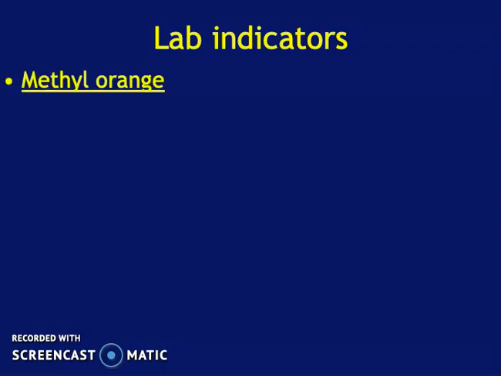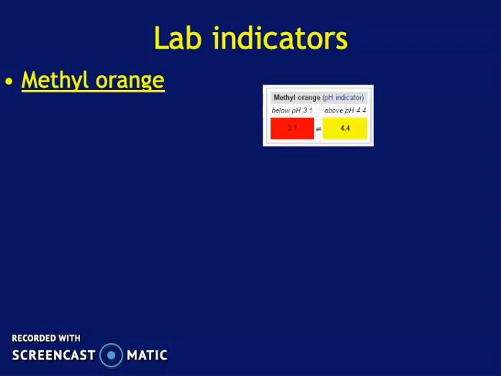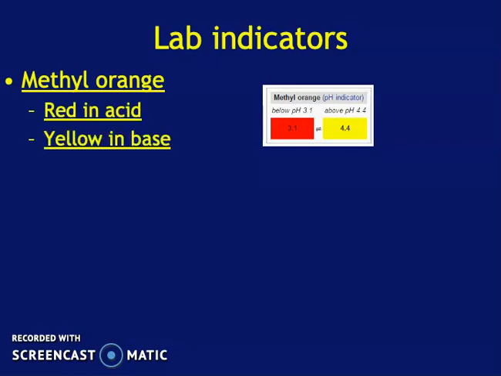In terms of us being chemists now in school, we use lab indicators. So we have this thing called methyl orange, and it is a different color depending on whether it's acid or a base. So it is usually red in an acid, and this guy is yellow in a base.